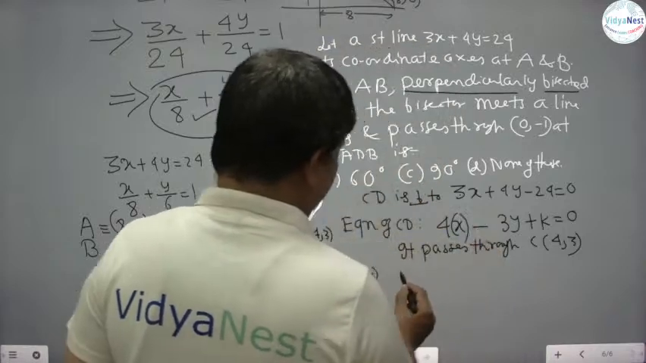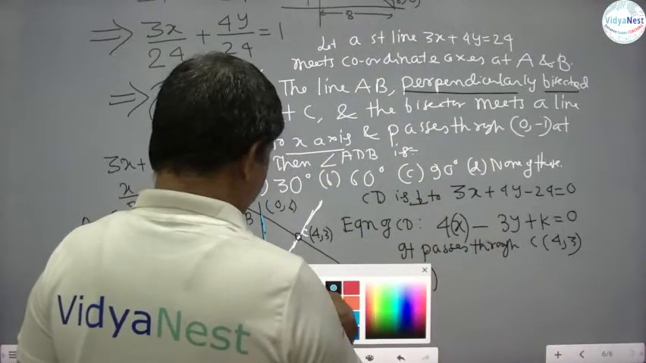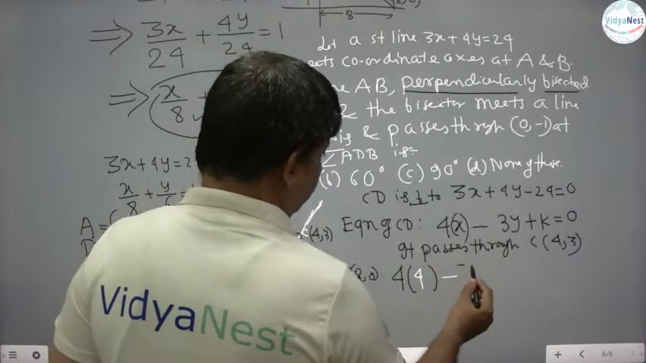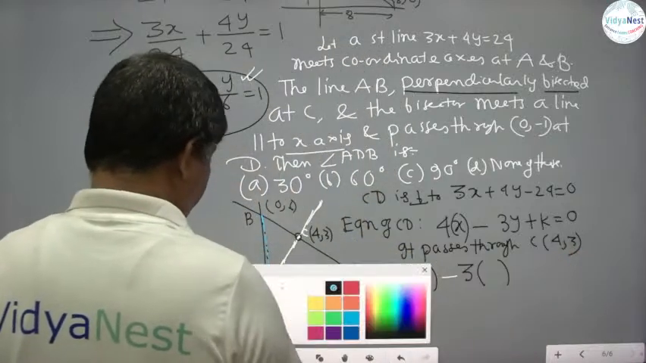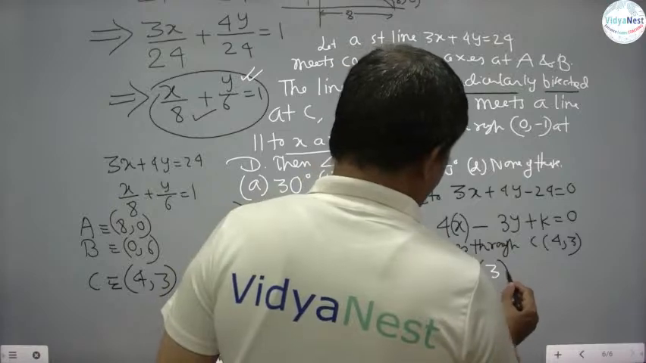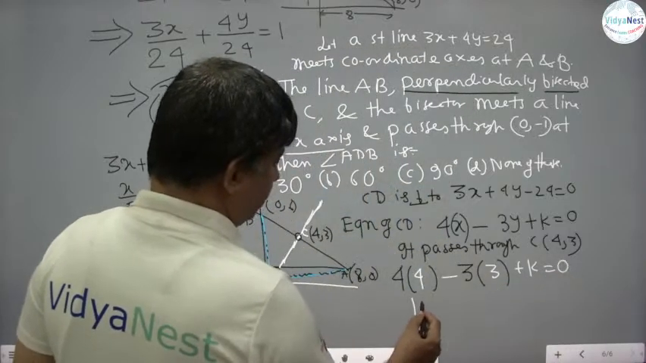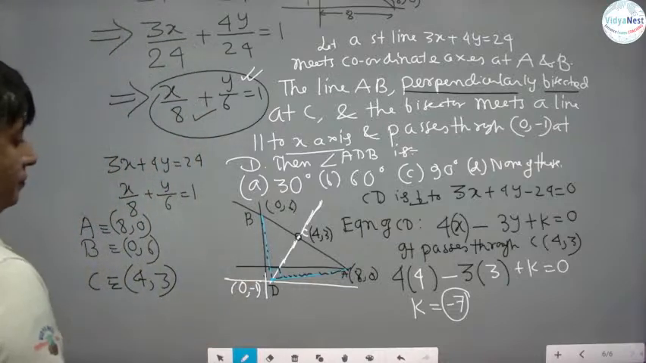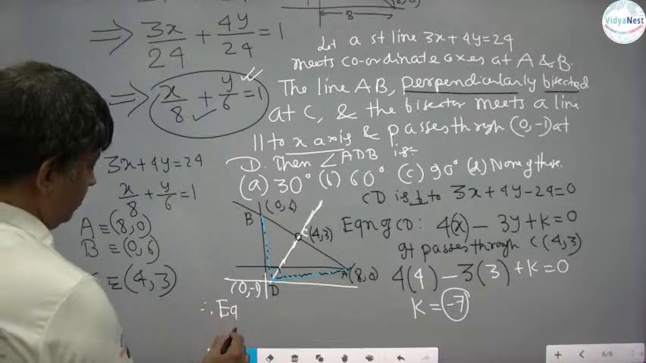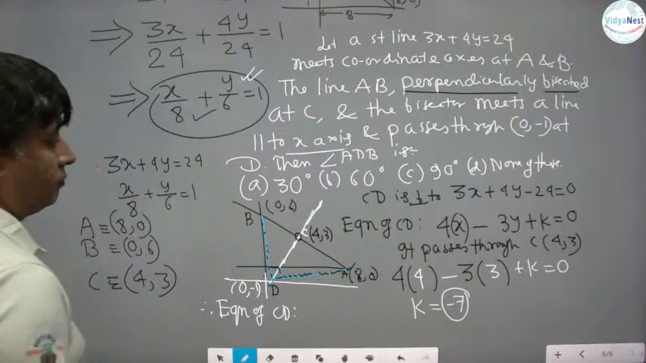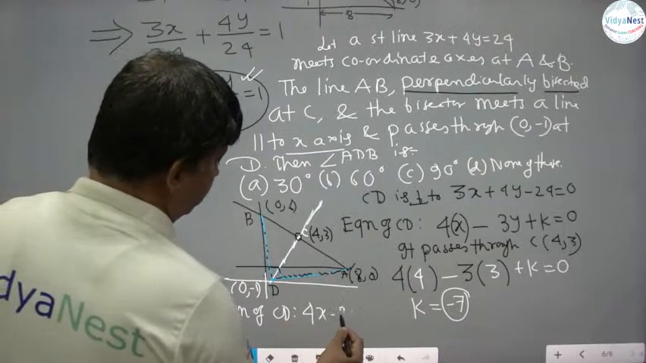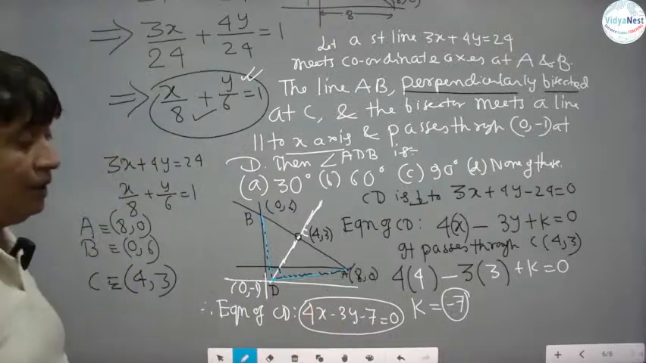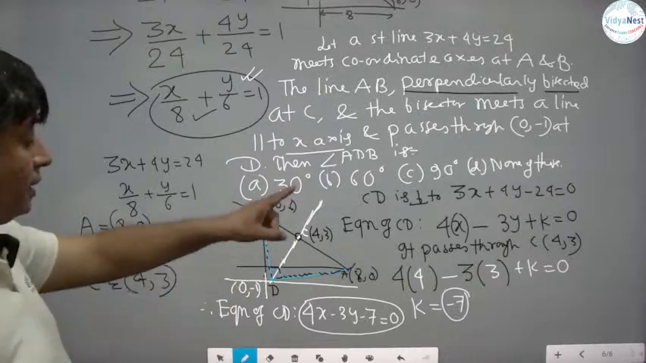So, in place of x and in place of y, we put 4 and 3, which gives k equal to minus 7. So the equation of CD is 4x minus 3y minus 7 is equal to 0. This is the equation of CD.